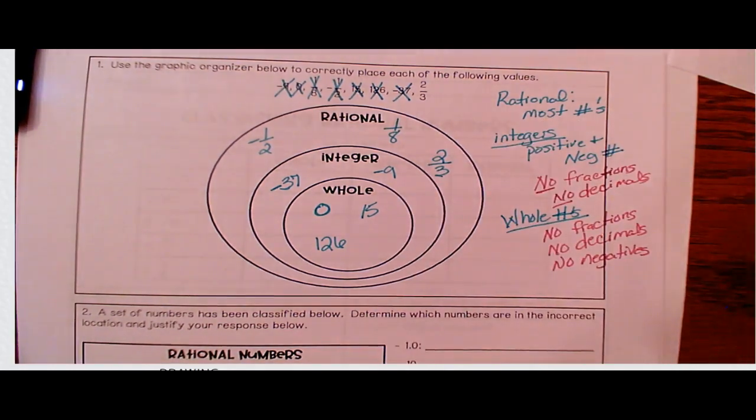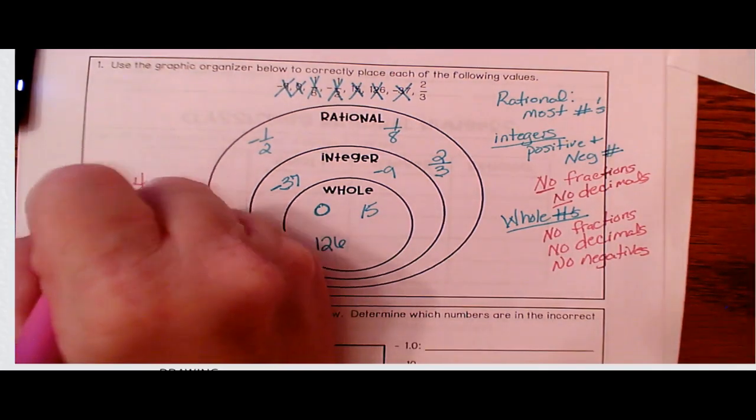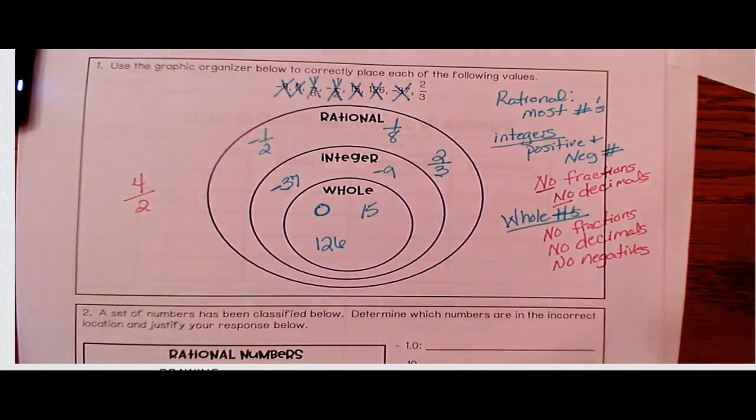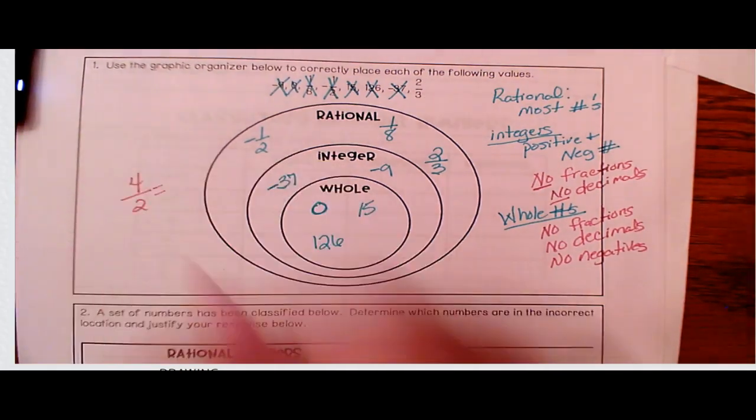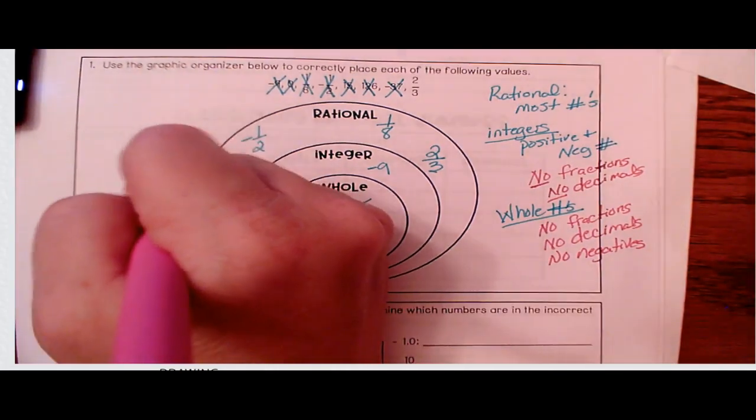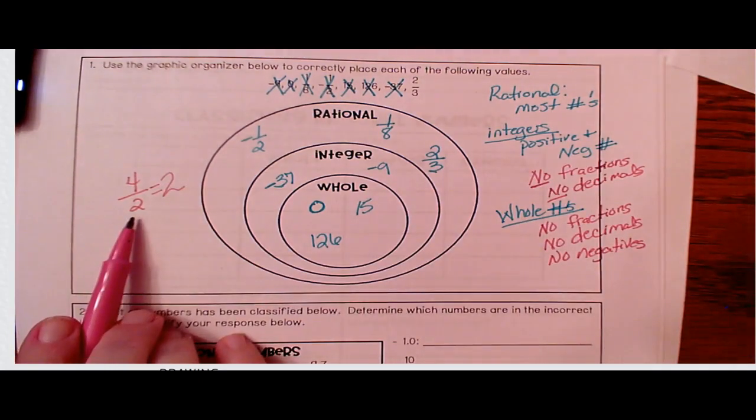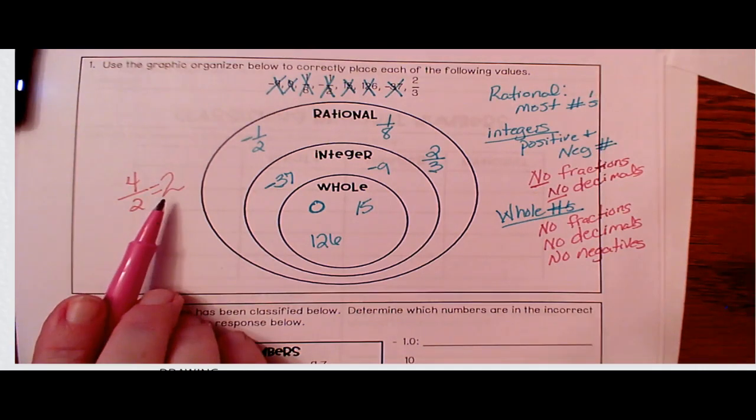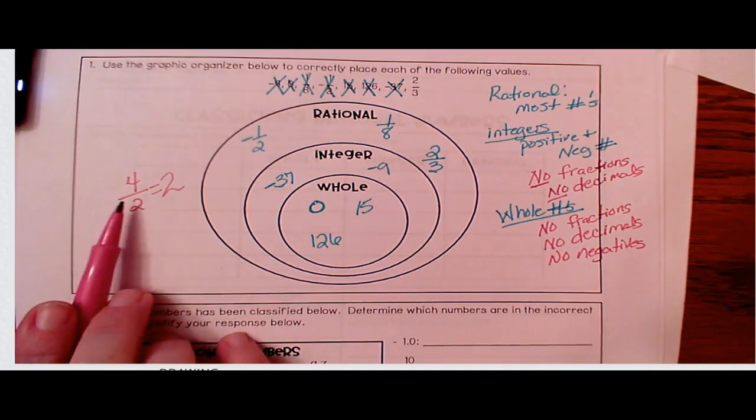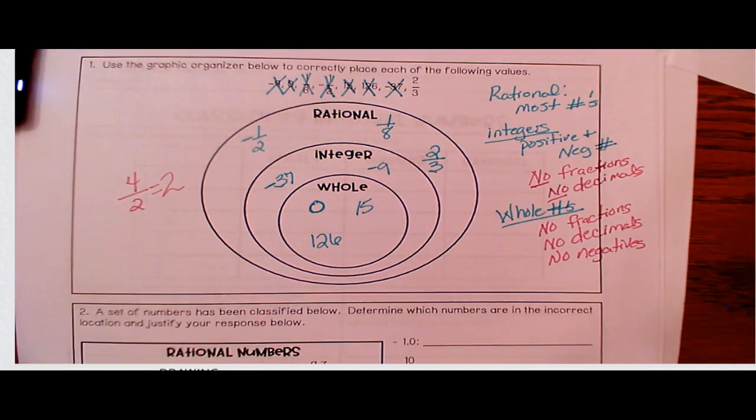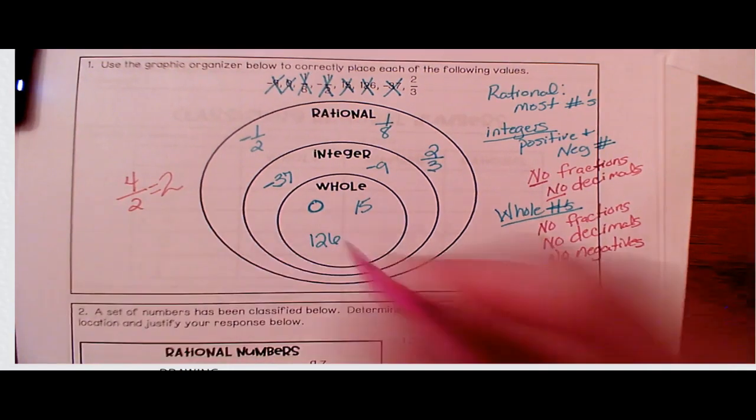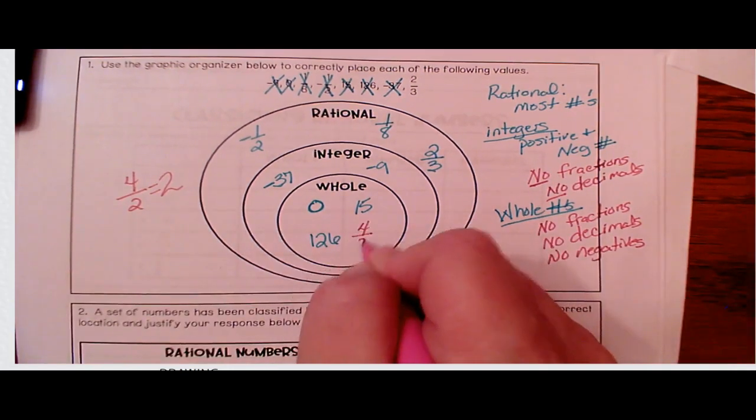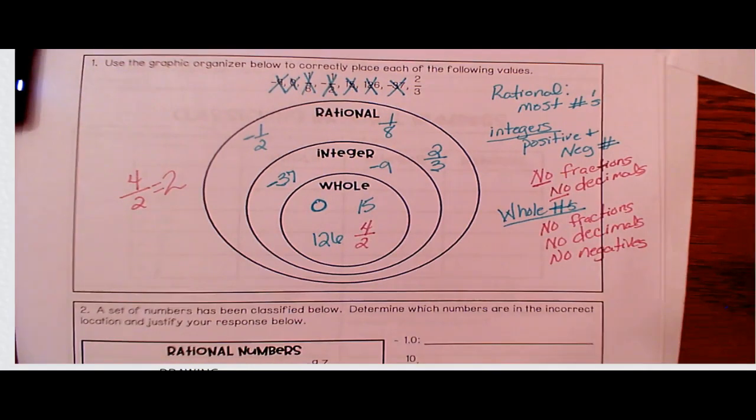But what if we have something like this? 4/2. 4/2 is really 2. It is a fraction in disguise. 4 divided by 2 is equal to 2. When you simplify 4/2, you get 2. So 2 is a whole number. So 4/2 will go in the whole number section.